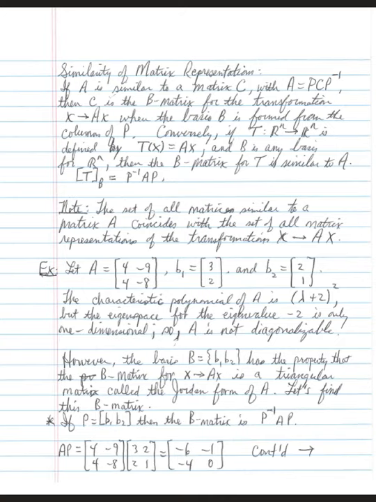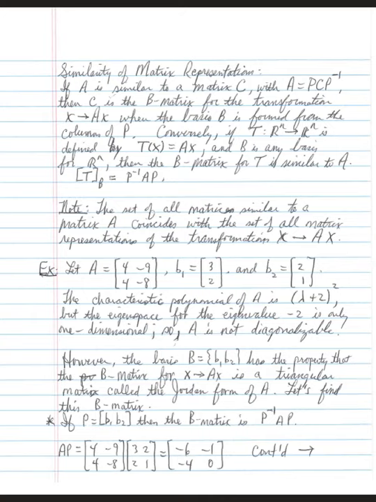The characteristic polynomial of A, if you were to use the processes from earlier sections, you would get lambda plus 2 times another lambda plus 2. Well, if you set this equal to 0, you get an eigenvalue of negative 2, and it has a multiplicity of 2. The problem is, this eigenvalue only produces a one-dimensional eigenspace, and that just means that A is not diagonalizable.